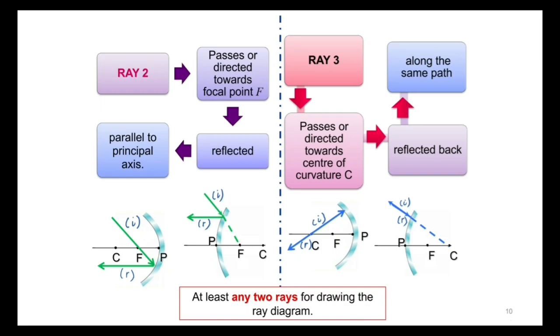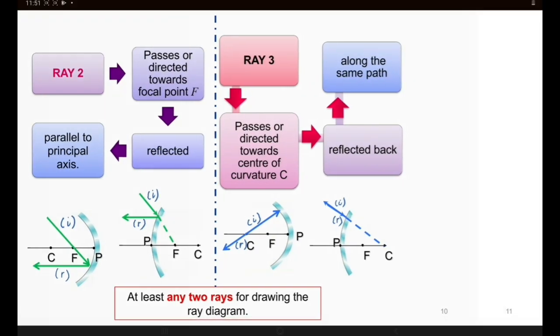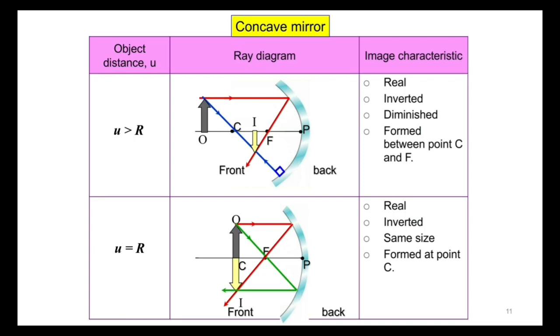By combining any 2 from the 3 methods, you will be able to locate the position of image and state the characteristic of the image. Here we have an example of ray diagram for concave mirror. If you put your object greater than point C, the image that you will get is real. Real means that the image forms at the same side as the object.